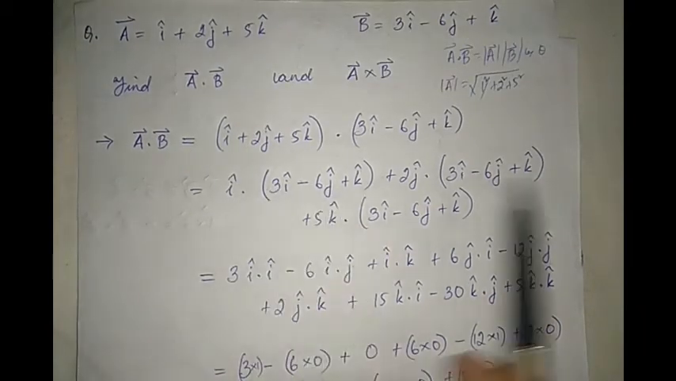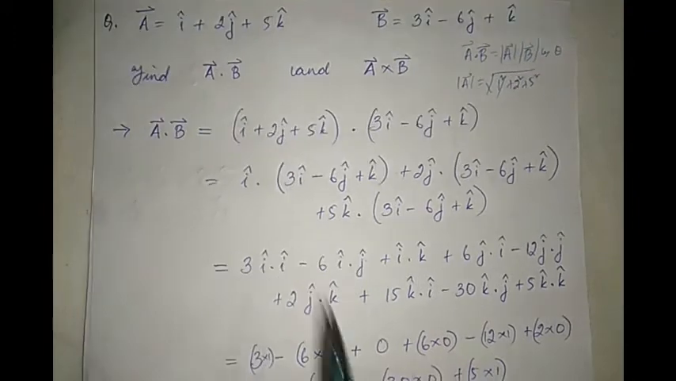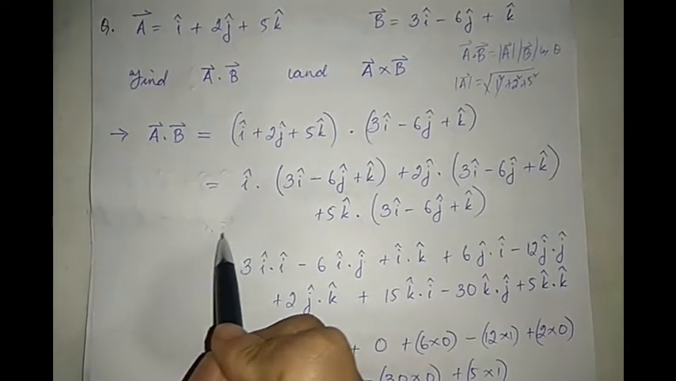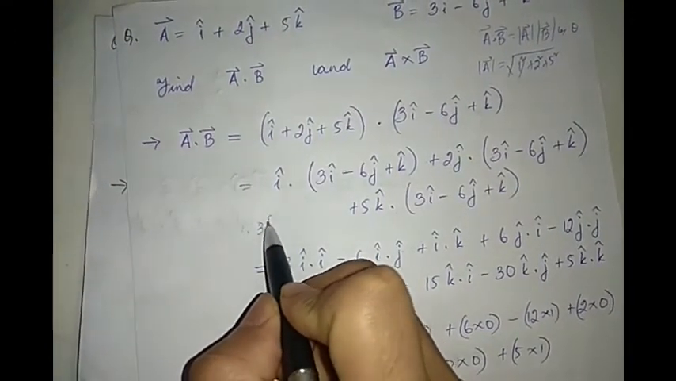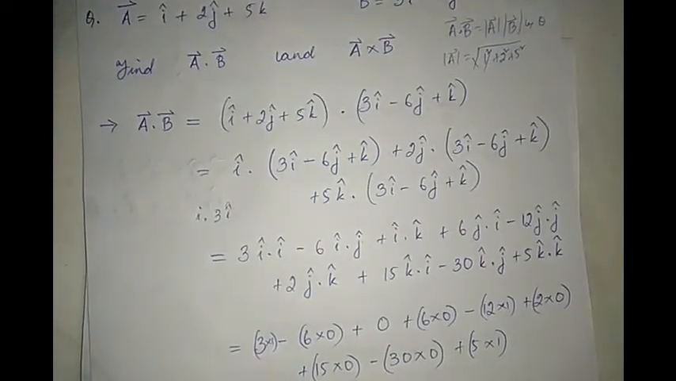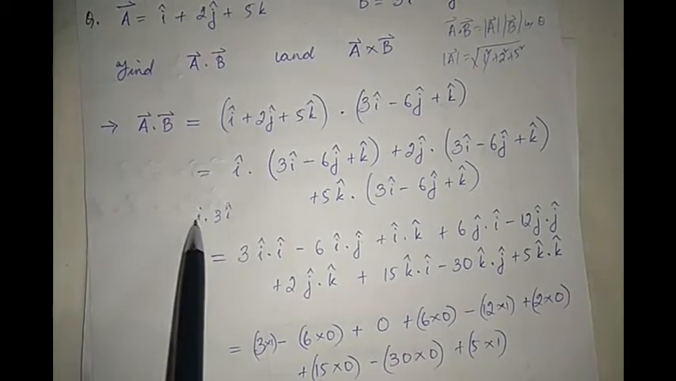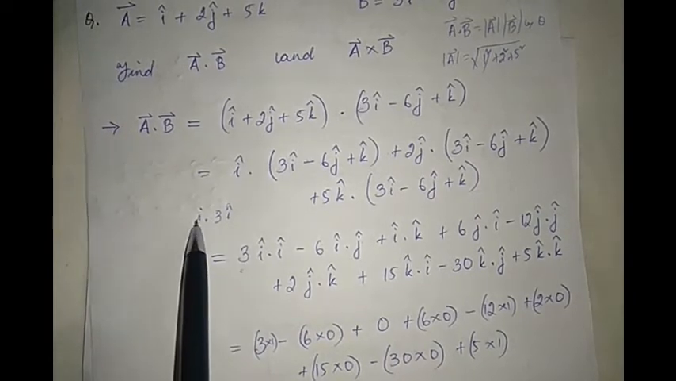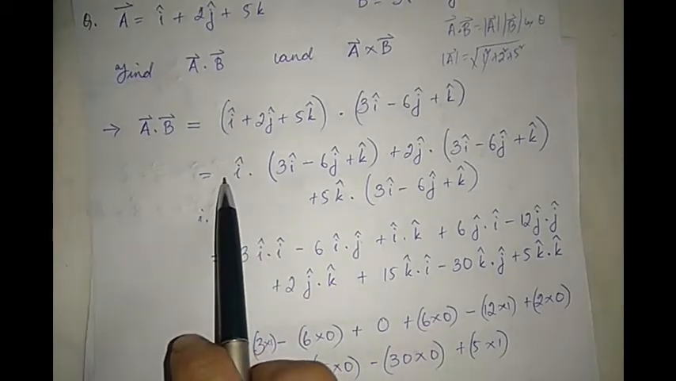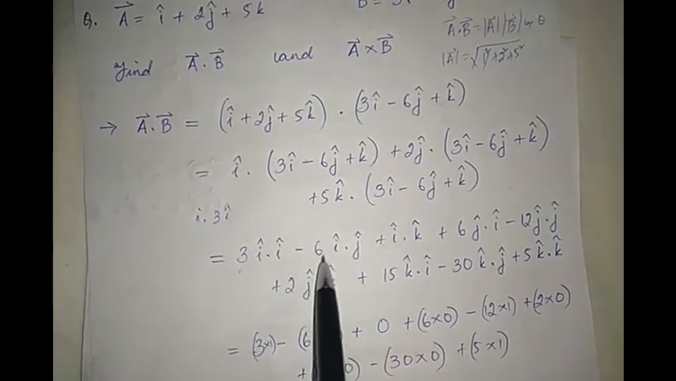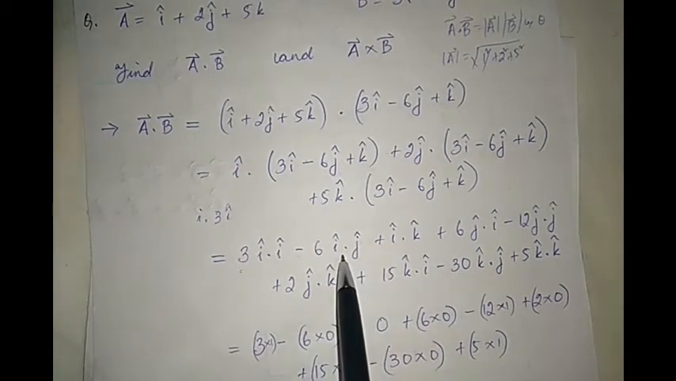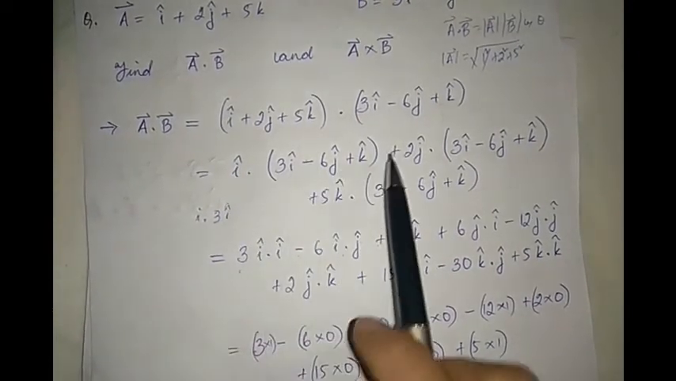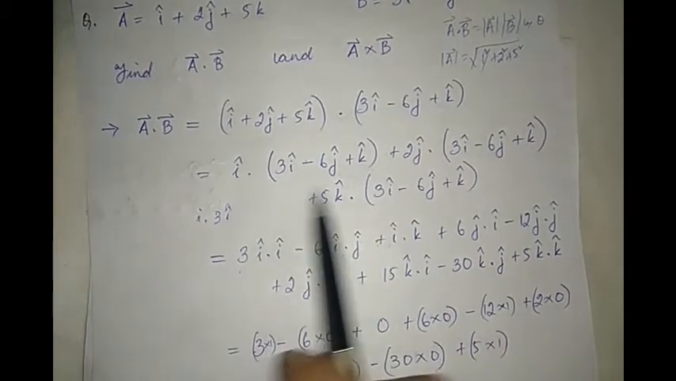Now we go on simplifying it. We go on opening the bracket. So i dot 3i cap. My pen is not writing. We first multiply the numbers: i means 1i, so 1 into 3 is 3. Then we are left only with the vectors, so 3 into i dot i. Plus into minus is minus, 6 into 1 is 6, so minus 6 i dot j. Plus into plus is plus, 1 into 1 is 1, so i dot k. We are done with the first term.